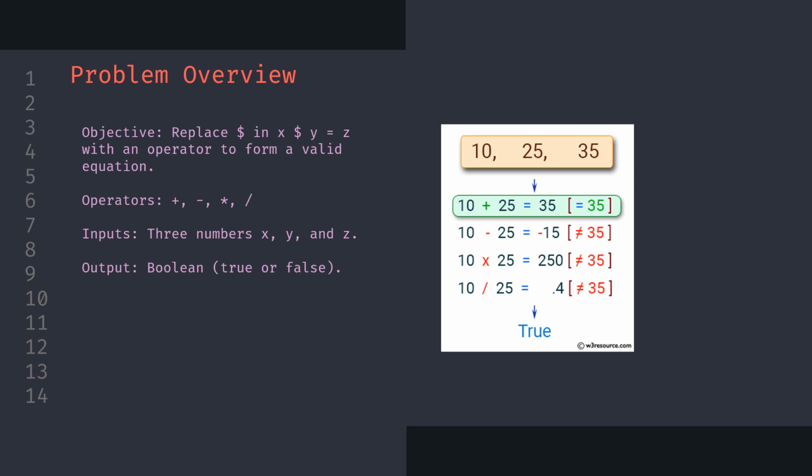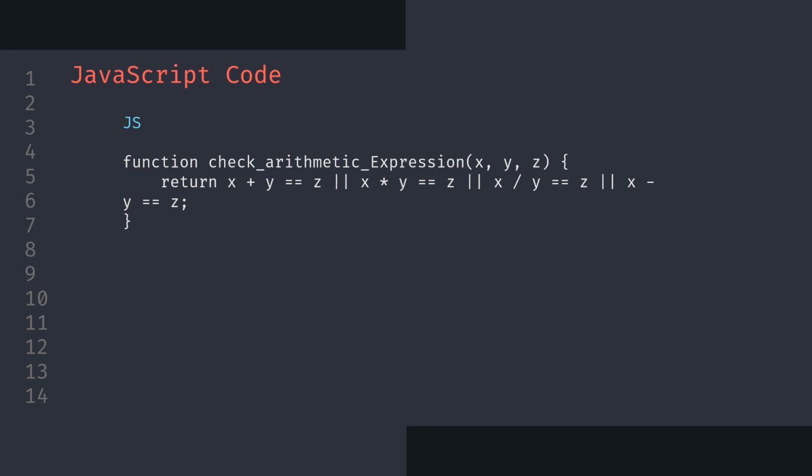In this problem, we are working with three numbers and trying to validate if replacing the dollar with an arithmetic operator makes the equation true. This function checks if replacing the dollar with one of the four operators results in a valid equation. Let's see how it works step by step.